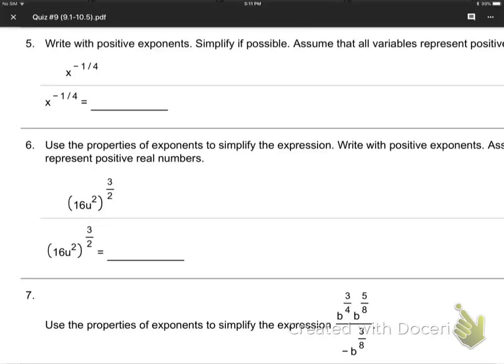Okay, so x to the minus 1, they say they want positive powers. So what does a negative power do?